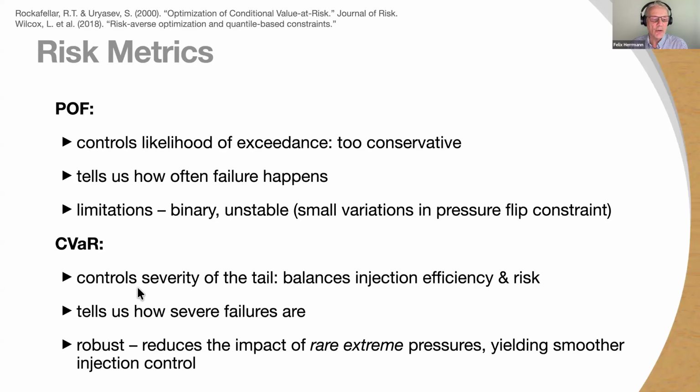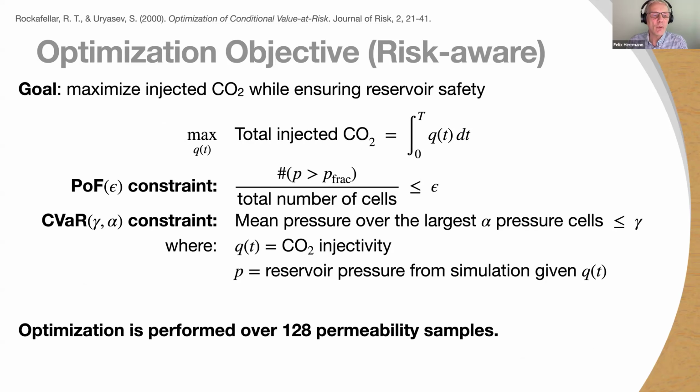CVaR, on the other hand, you can control the severity of the tail, and that basically is robust and reduces the impact of rare extreme pressures. And so that gives you a smoother injection control. So a little bit more in mathematics. The POF of epsilon is that epsilon is the percentage of pixels in the model where the fracture pressure is exceeded, right? That's epsilon. And the CVaR is the mean pressure over the largest alpha pressure cells that remain smaller than gamma. So you basically look at the largest alpha fraction of pressure cells, and then you make sure that that remains smaller than some gamma.